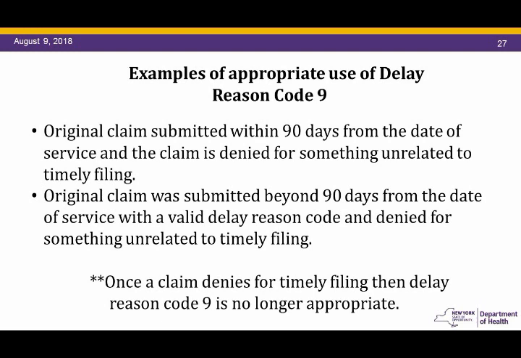Another example, the original claim was submitted beyond 90 days from the date of service with a valid delay reason code, and it denies for something unrelated to timely filing. Again, your claim is over 90 days due to delay in eligibility, you use an 8, but it denies because the procedure code is invalid. You rebill within 60 days from notification with your delay reason code 9. Again, once a claim denies for timely filing, then delay reason code 9 is no longer appropriate.